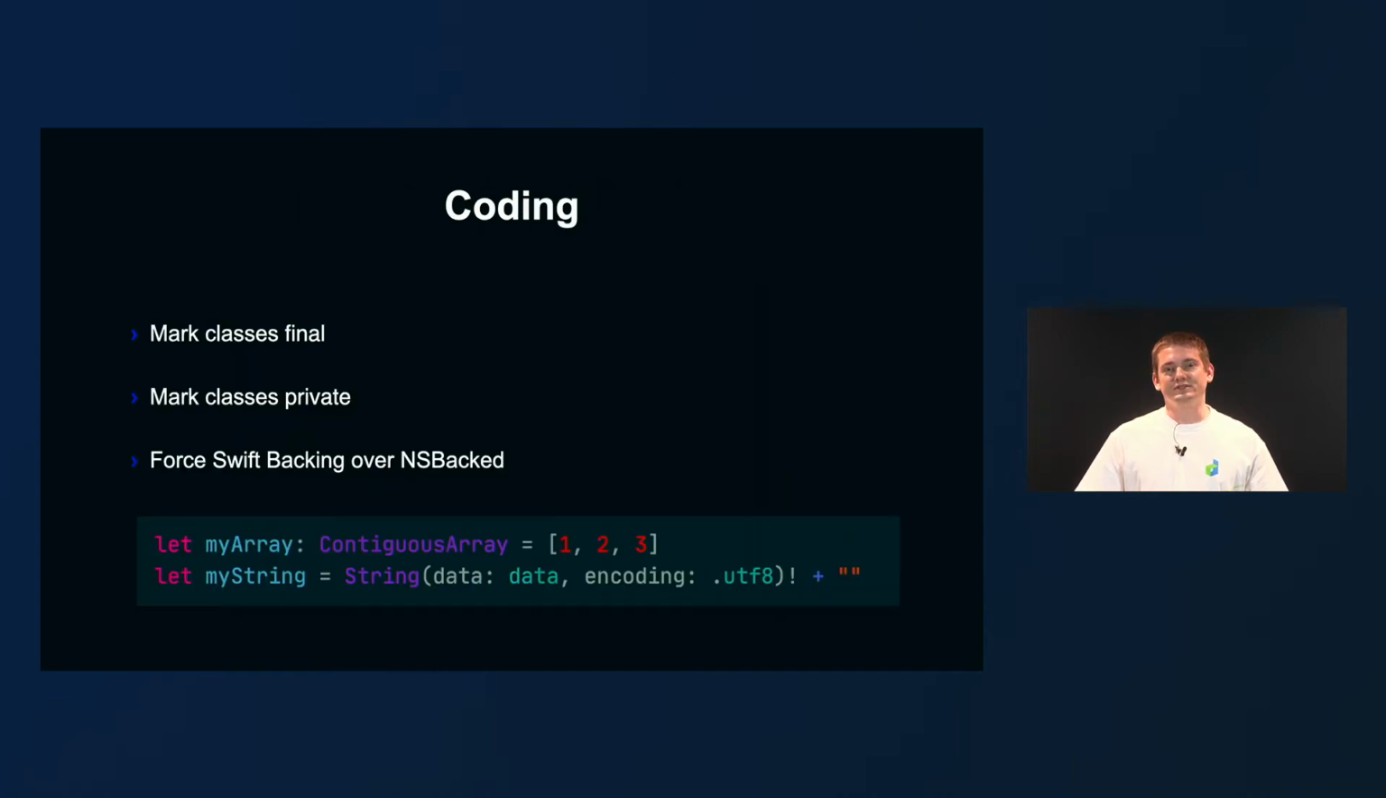Similarly, another thing with dispatch is using final and private on your classes. Whole module optimization can actually do this for you, but it's always best to do it when you know that this is going to be final or private.